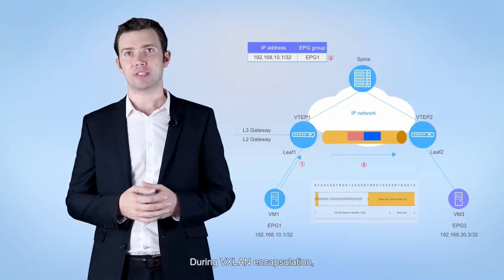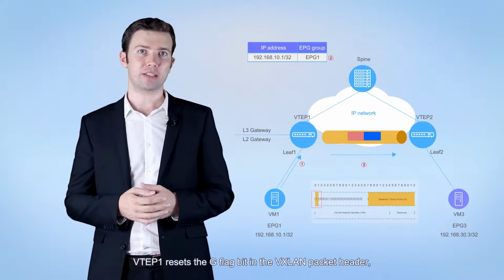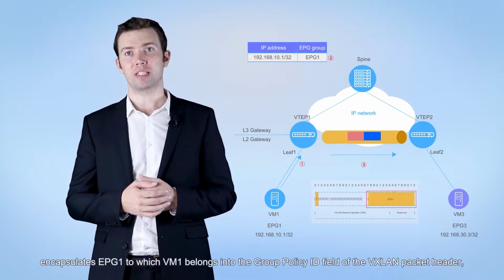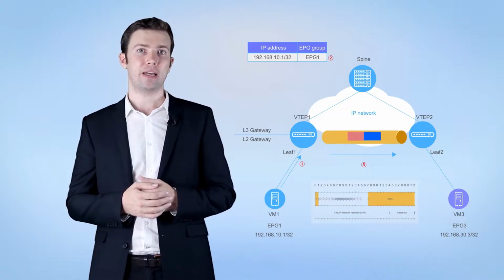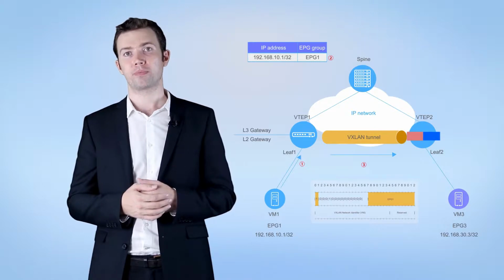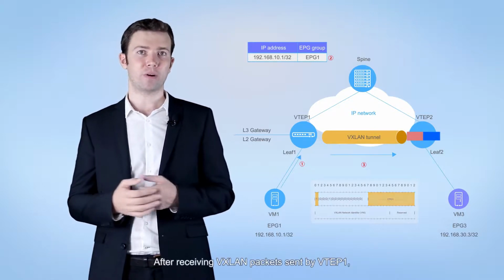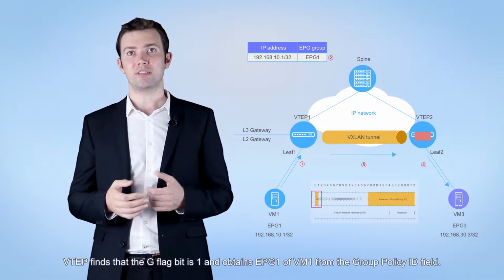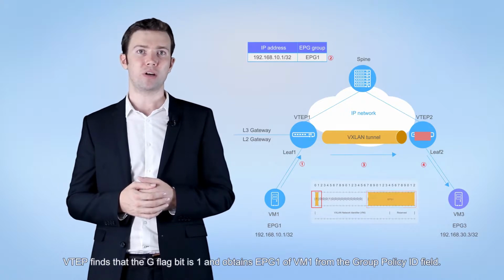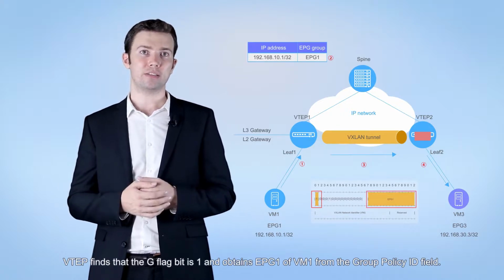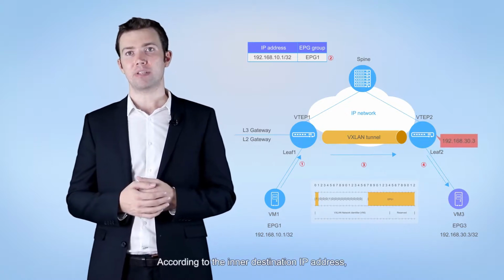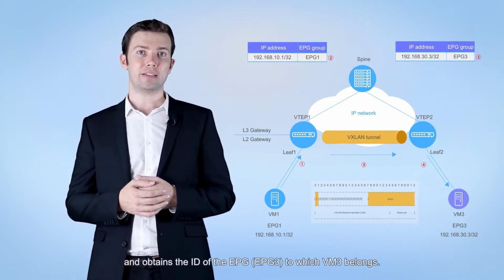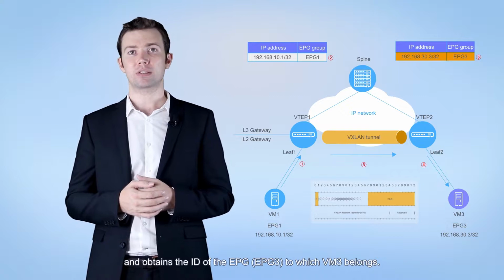During VXLAN encapsulation, VTEP1 sets the G flag bit in the VXLAN packet header, encapsulates EPG1 to which VM1 belongs into the group policy ID field of the VXLAN packet header, and sends the packets to VTEP2. After receiving VXLAN packets sent by VTEP1, VTEP2 decapsulates the VXLAN packets. VTEP2 finds that the G flag bit is 1 and obtains EPG1 of VM1 from the group policy ID field. According to the inner destination IP address, VTEP2 searches for TCAM entries based on the longest match rule and obtains the ID of the EPG to which VM3 belongs.